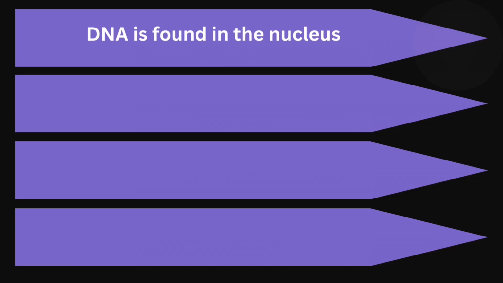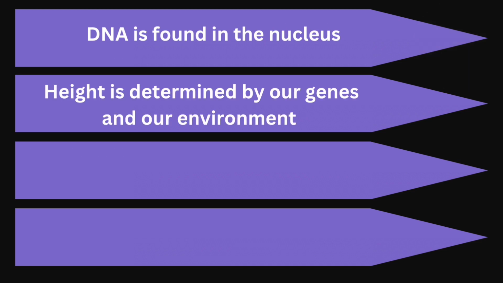So our first statement, DNA is found in the nucleus. This is true. Our second statement is also true because our height depends on our genes. If you've got taller parents, you're more likely to be tall, but the amount of food and whether you've got all the nutrients that you need to grow will also determine whether you can reach your maximum height, just like the sunflowers that we talked about.